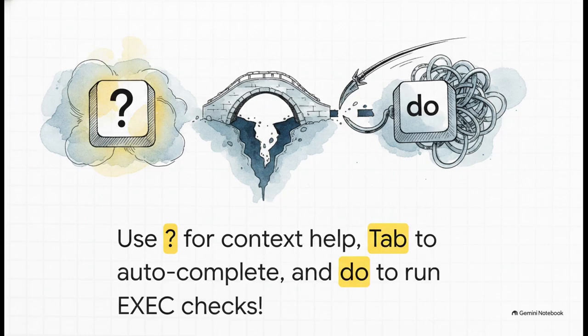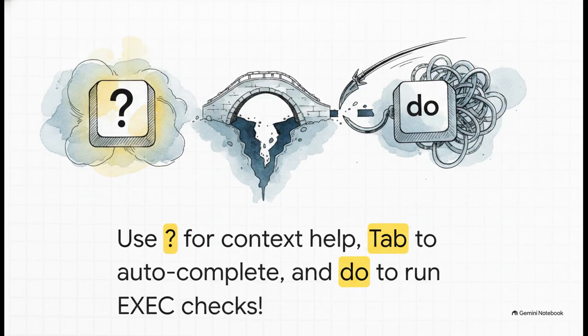If you ever blank on a command, just type a question mark for instant context-sensitive help. Use the tab key to autocomplete those long commands and avoid silly typos. And my absolute favorite trick, use the word do in front of your commands. For example, typing do show IP int brief lets you run a diagnostic check right from the middle of configuration mode.